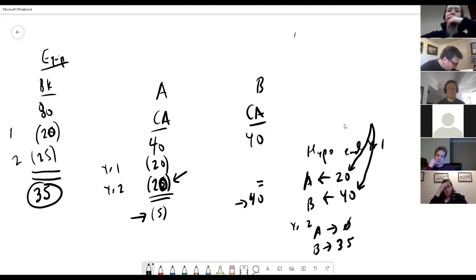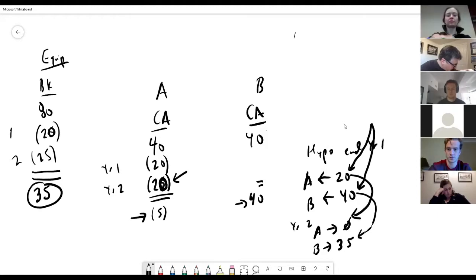Right? Everybody understand that? It's a real world question: what would happen if the partnership were to sell its property for book value at the end of each year, year 1 and year 2? Who would get what? It's not tax. So where does the cash go? And so then we compare these two. A goes from 20 to 0, and B goes from 40 to 35.